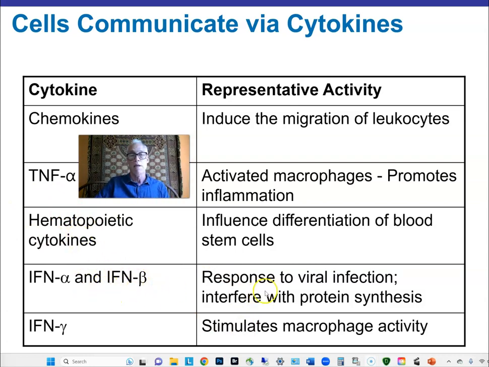Interferon alpha and beta, we said, are what help neighboring cells to a virally infected cell shut down so they can't produce any new virus particles. Gamma interferon activates macrophages and natural killer cells and so forth.